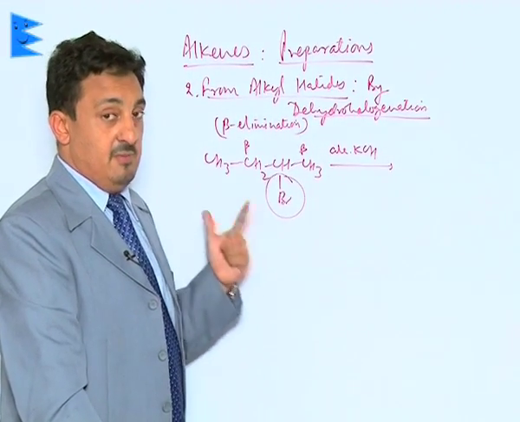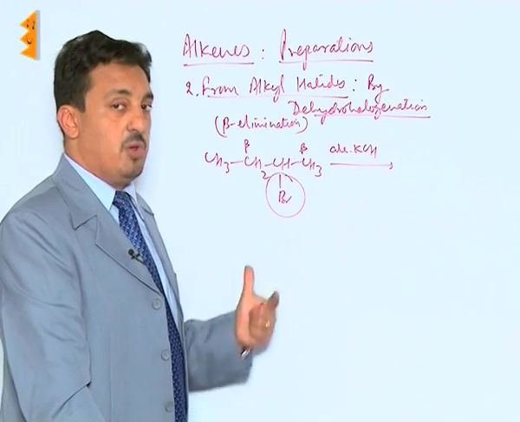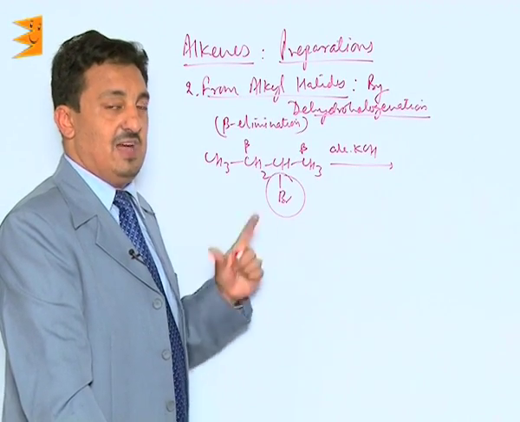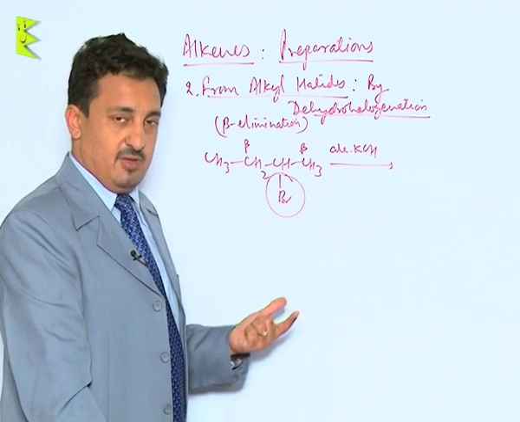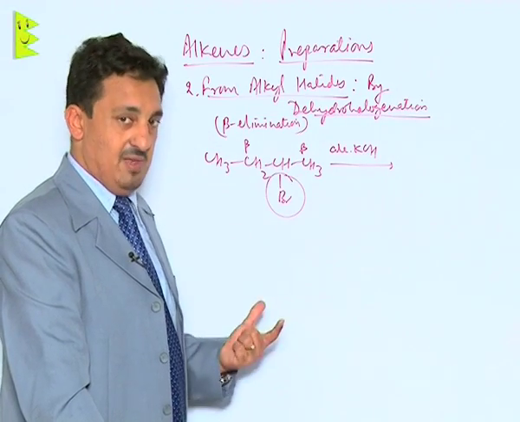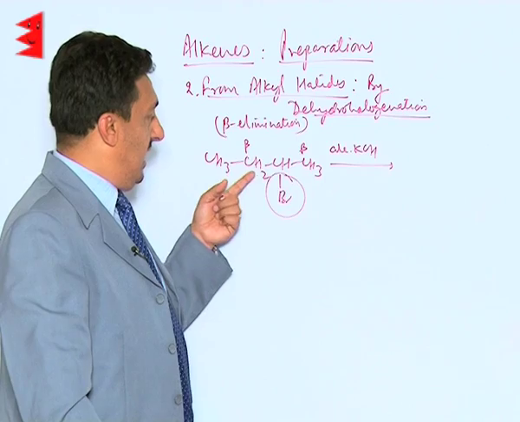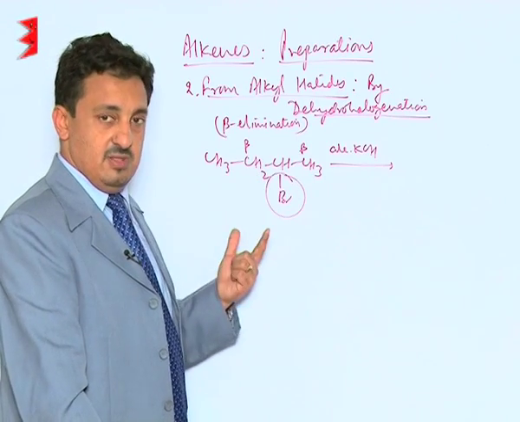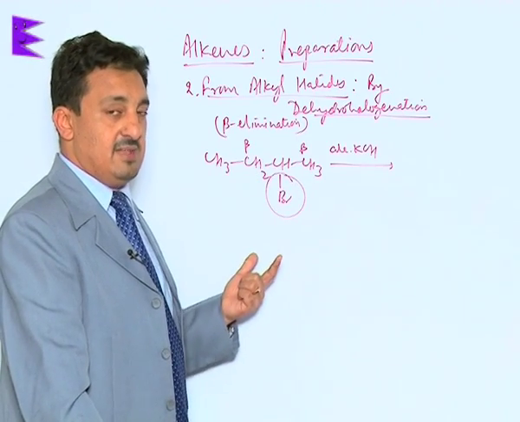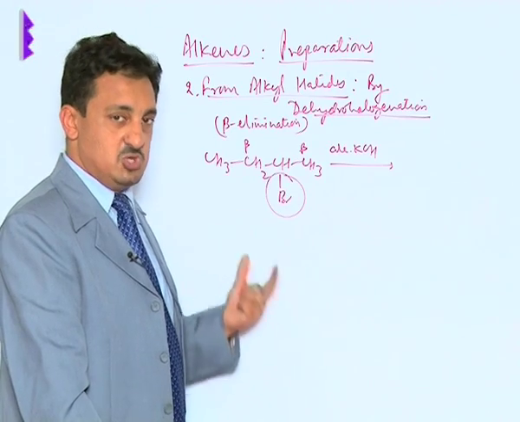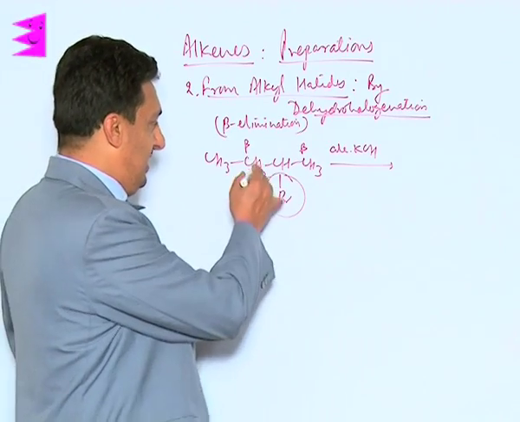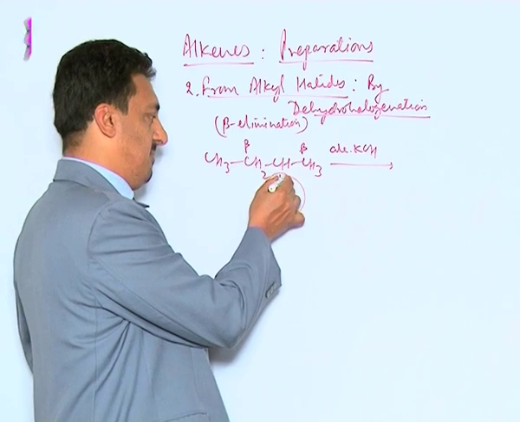Remember, that will be the major product, which is going to give us the more substituted alkene, because that, by more number of hyperconjugating structures, will be more stable. That's why the hydrogen is always being removed in preference from the carbon atom which is going to give us the more substituted alkene.